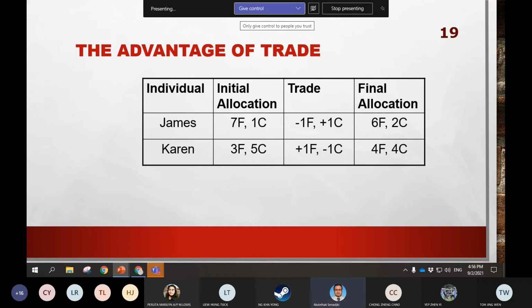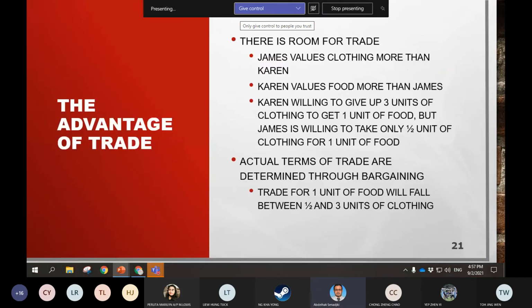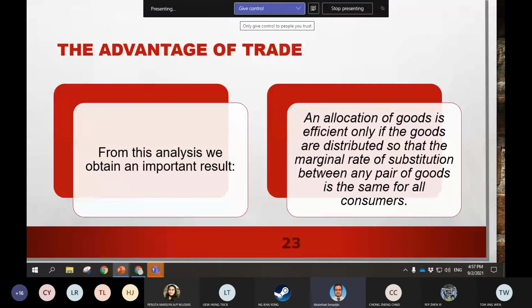So conversely, to achieve economic efficiency, the marginal rates of substitution for both James and Karen must be equal. So the MRS for Karen must be equal to the MRS for James. And this, we can see it later. So this is all explained now here.